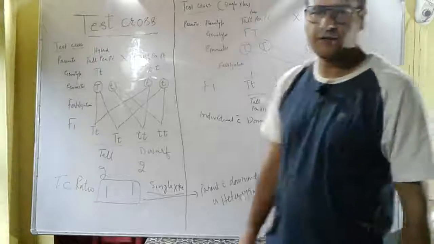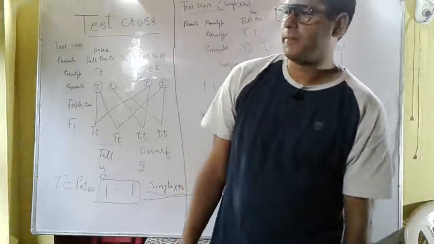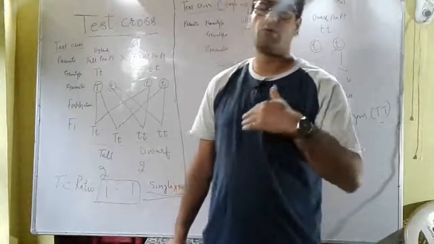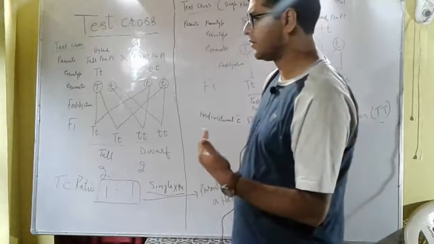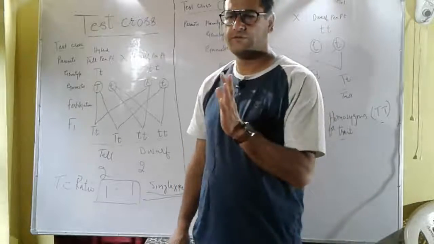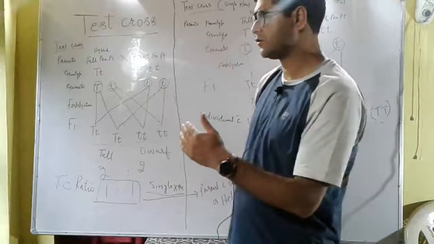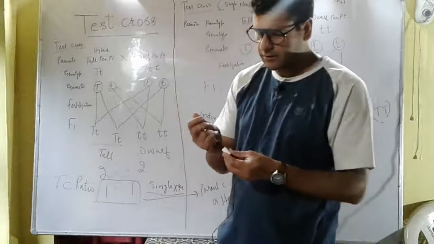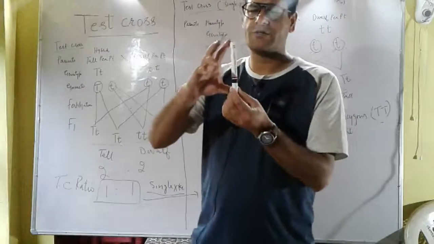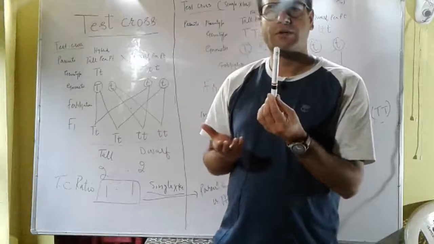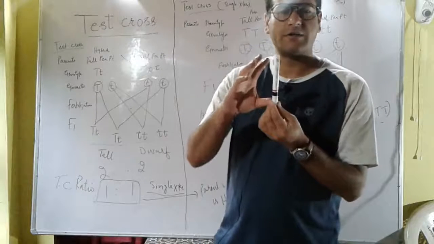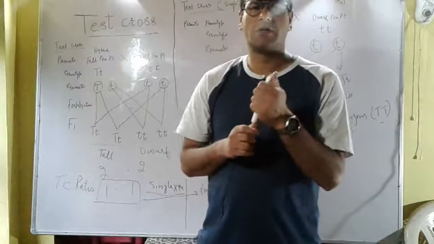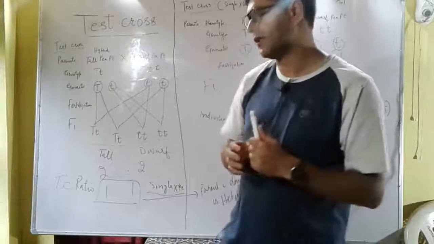So this determines whether the individual with dominant phenotype is homozygous or heterozygous. Then we have to devise a test cross for this individual, which will determine whether the individual with dominant phenotype is homozygous or heterozygous. It can be explained like this. For example, if this is a tall pea plant, but we don't know whether it is homozygous or heterozygous, then we have to devise a test cross for this individual with dominant phenotype.